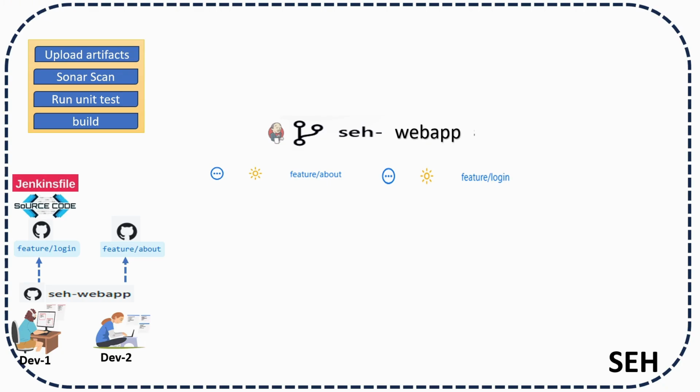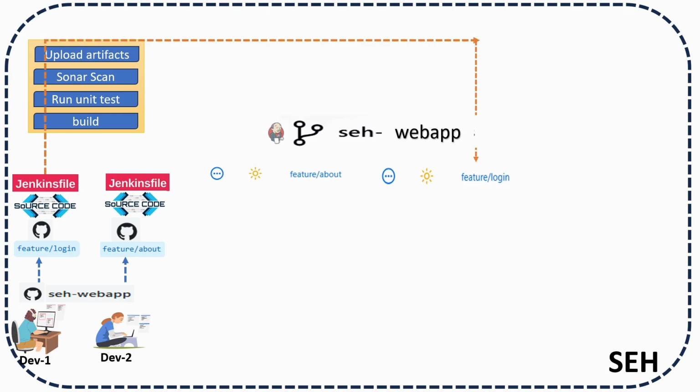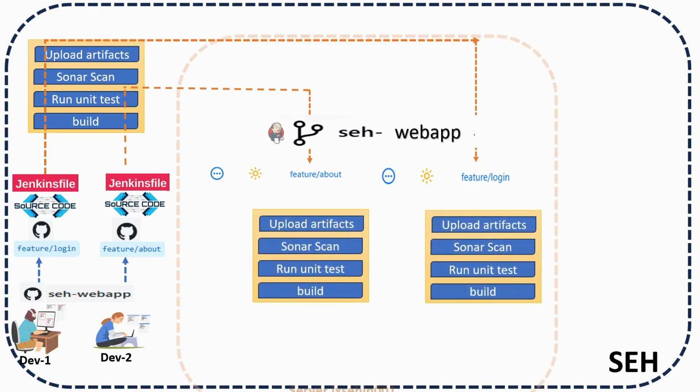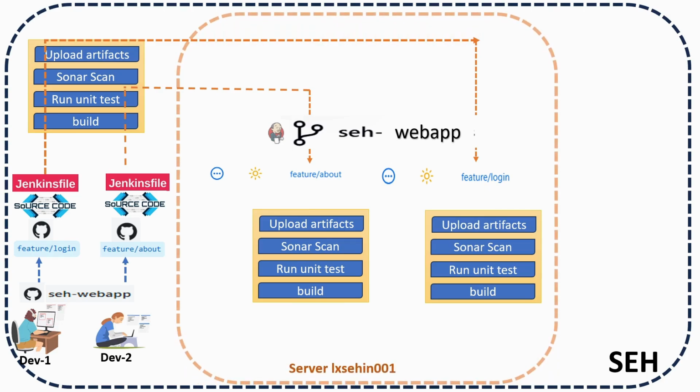Now developer 1 pushes code along with Jenkinsfile to feature/login branch, and developer 2 also pushes code along with Jenkinsfile to feature/about. Jenkins multi-branch pipeline automatically scans the repository, detects the branches, checks for Jenkinsfiles, and creates and runs a separate pipeline for each branch. And finally, executes all the stages mentioned in the Jenkinsfile on the respective node agent. So we can say each branch gets its own independent CI pipeline without affecting others.